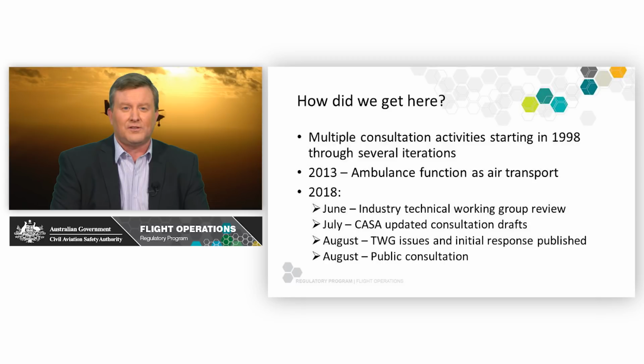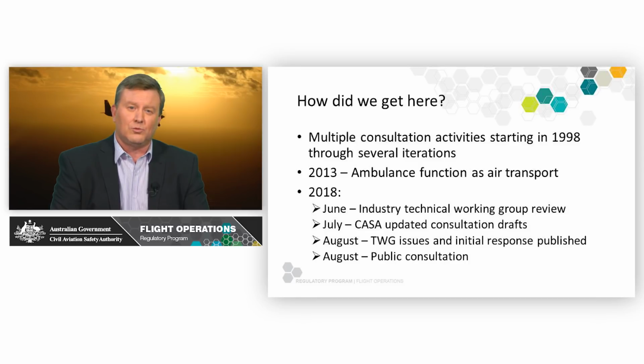Looking more recently, in 2013, there was a particular notice of proposed rulemaking that discussed generically moving the aerial work ambulance function into the air transport space. In 2018, this year, we've been updating the regulations. In June, we had an industry working group that reviewed the draft 119 regulations, the 135 regulations, and the draft 135 manual of standards. And that working group was appointed by CASA's new advisory body, the Aviation Safety Advisory Panel. In July, the working group produced a list of approximately 35 issues across Parts 119 and 135.